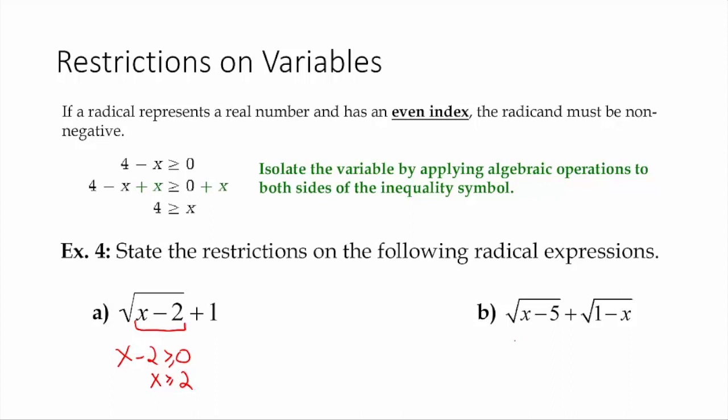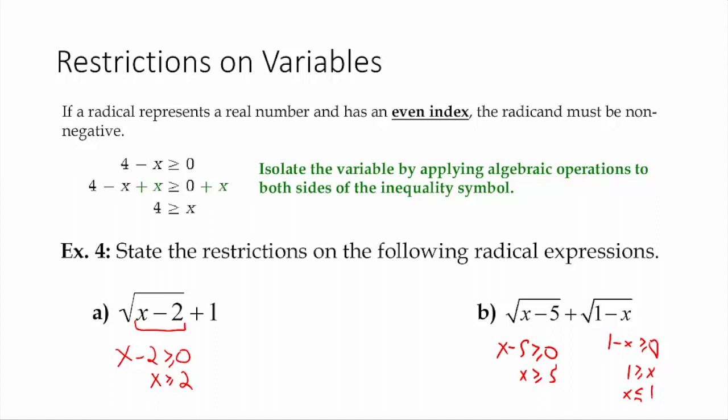So if we have x minus 5, we know that x minus 5 has to be greater than or equal to 0. So x has to be greater than or equal to 5. But at the same time, 1 minus x has to be greater than or equal to 0, which means that 1 has to be greater than or equal to x, or written a different way, x has to be less than or equal to 1.